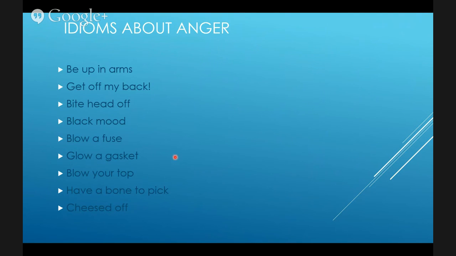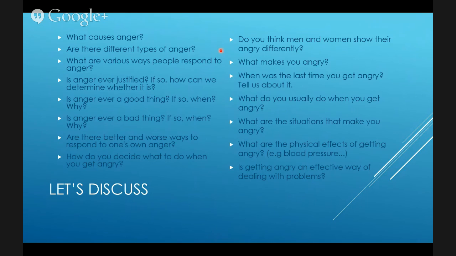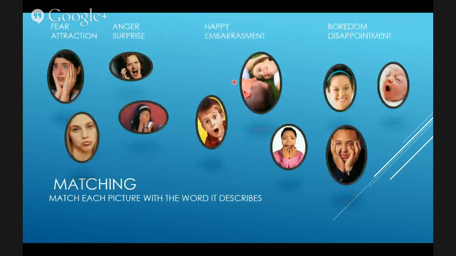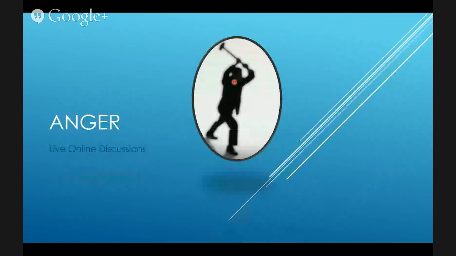And there are idioms about anger and emotions. And then we will end the class with a discussion activity where everyone will get a chance to answer a few questions, depending on how long it takes. So I look forward to having people join us and discussing this activity.